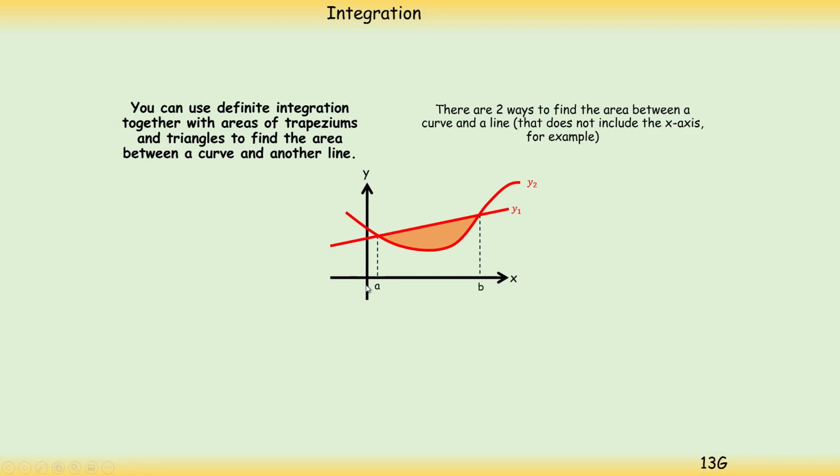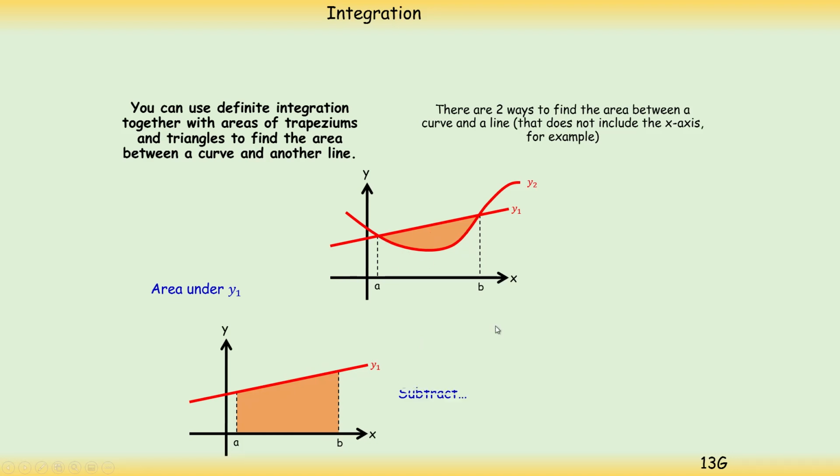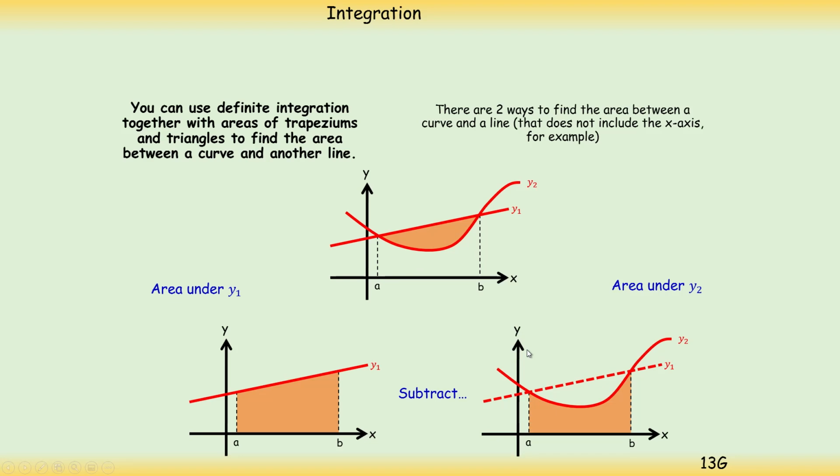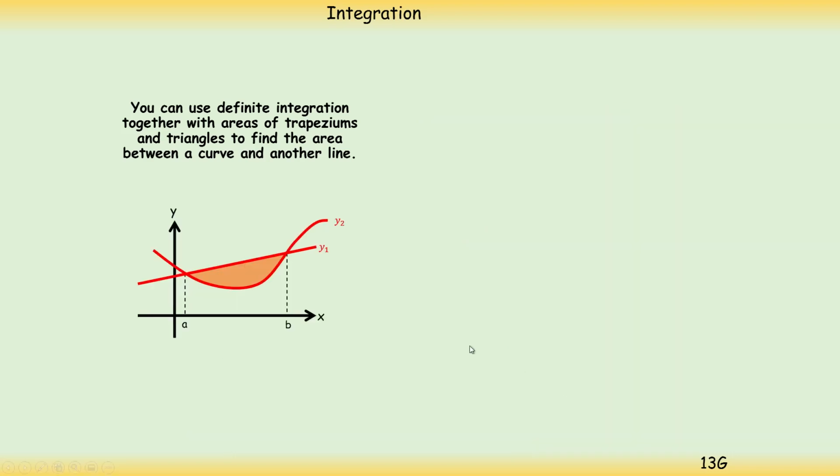Well, what we do is we find the area underneath the line, y1, like so, it's a trapezium, and then we find the area underneath the curve, and we subtract them. The area underneath the curve there, subtract it from the area underneath the trapezium, and that leaves us with the area bounded by the curve and the line.